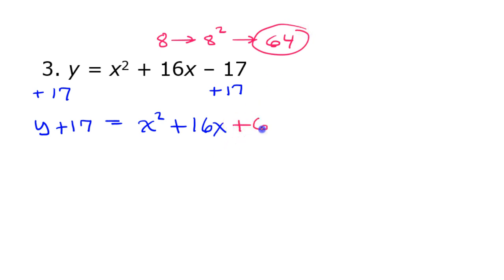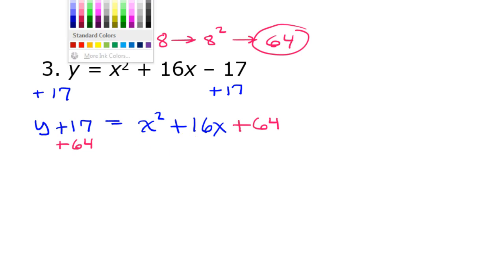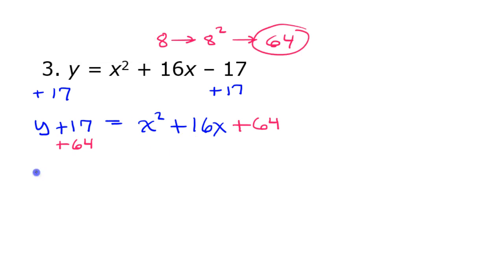So I'm going to add 64 to both sides. And you have to do it to both sides. The most common mistake is to add 64 only to the right-hand side. You must add 64 to the left-hand side to keep the equation balanced. So that means I'm going to have y equals, like 81? Well, not y equals 81, but y plus 81 equals.